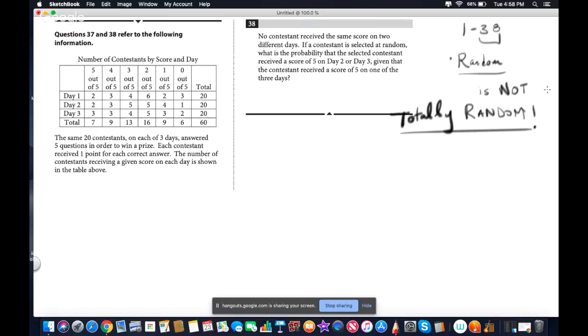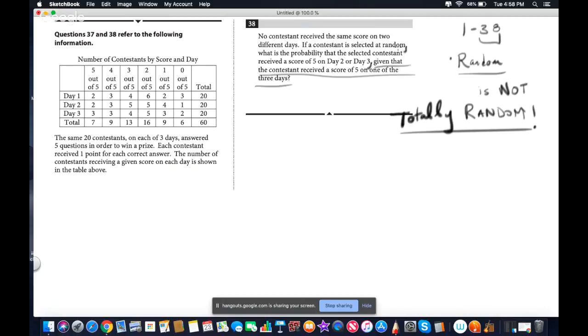Here's the big deal on this question. Here's the question itself. If a contestant is selected at random, what is the probability that the selected contestant received a score of 5 on day 2 or 3? Now, if you stopped right there, it would be a simple question. Here's the part that matters.